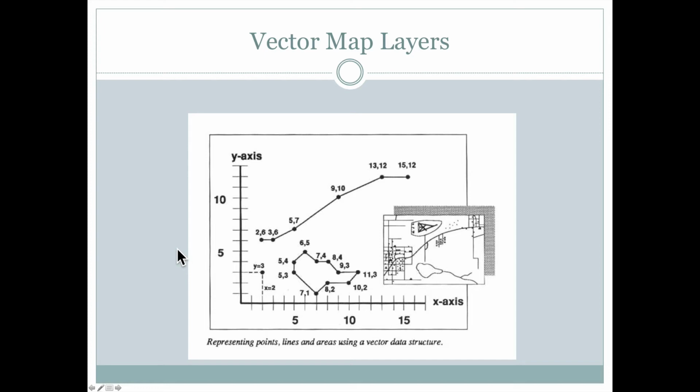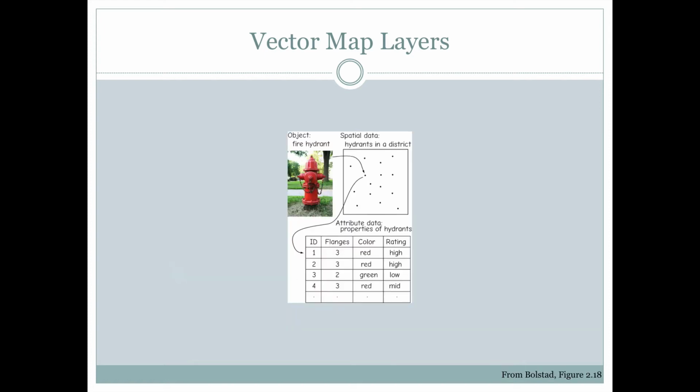But then, in addition to that, each one of these features here, whether it be point, line, or polygon, also has an attribute table and features in the attribute table associated with it. So let's look at this example. Here we have a map of where a series of fire hydrants are within a district, and each one of those fire hydrants has a row in an attribute table associated with it.